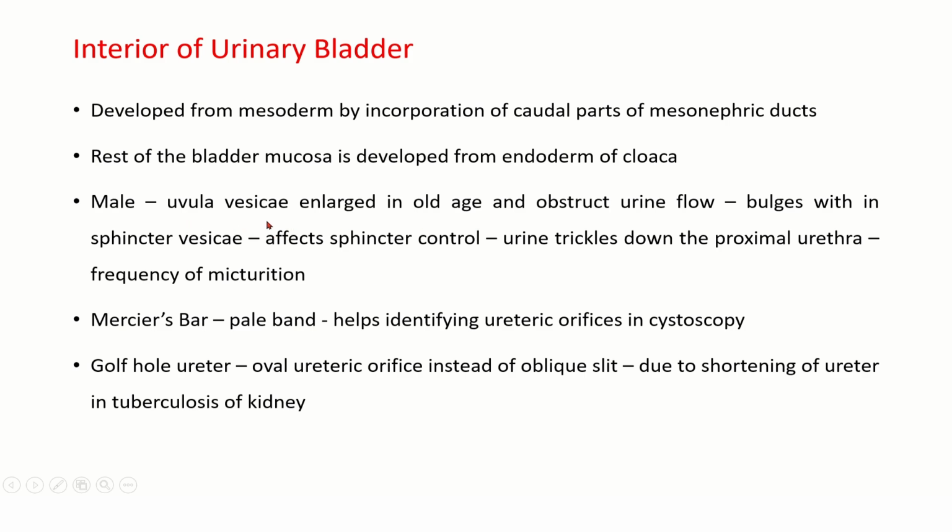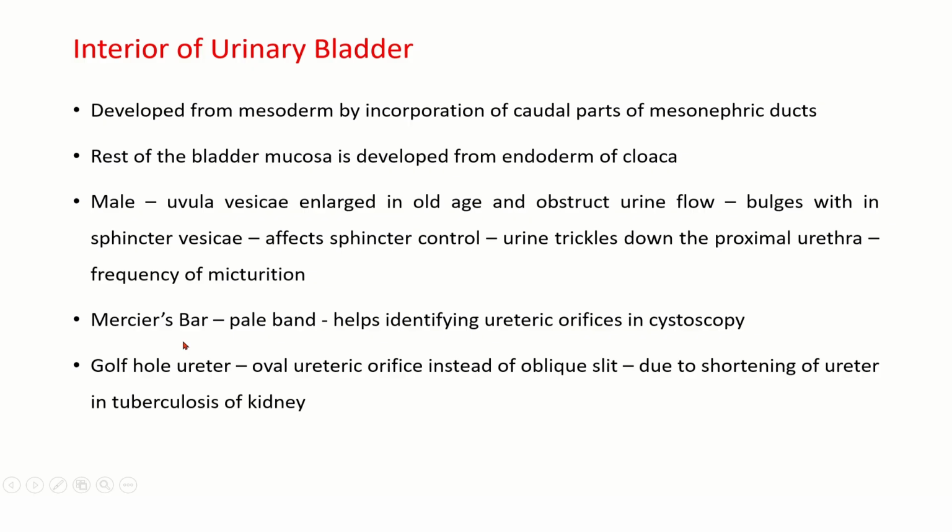So this uvula vesicae, which is formed by the median lobe of the prostate, will be enlarged due to enlargement of the prostate. It will affect the sphincter mechanism of the internal urethral sphincter, so that there will be trickling of urine in the proximal urethra, which will result in frequency of micturition.